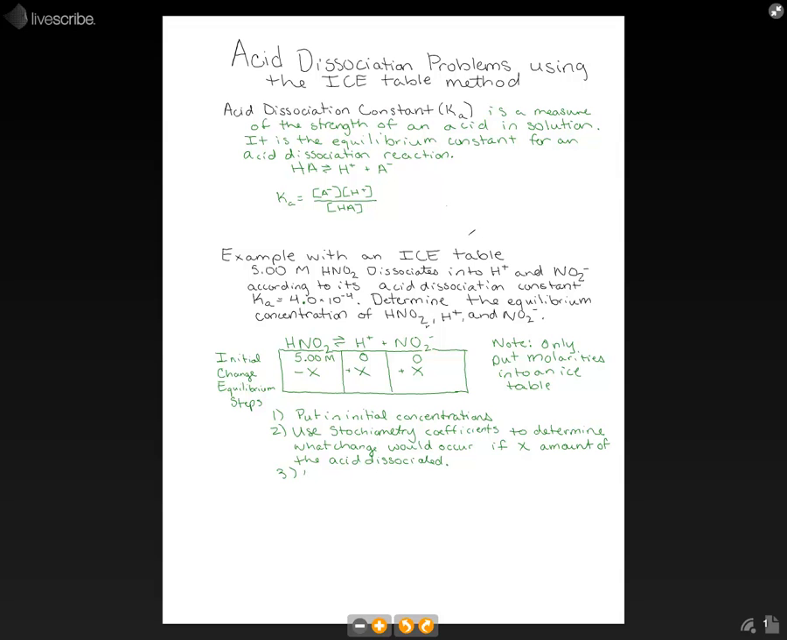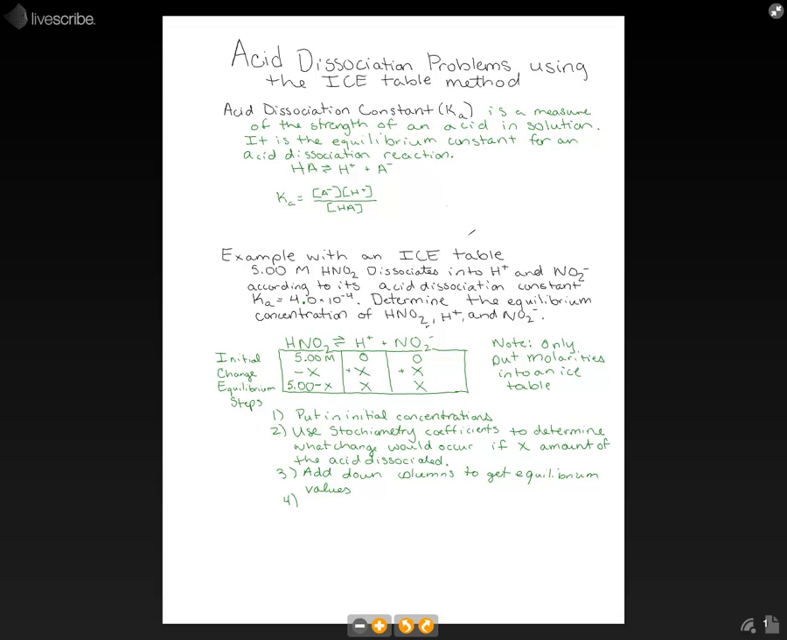Our third step is to add down the columns to get equilibrium values. So we have 5.00 molar minus X. I'm going to drop the molar because, like we said, only molarities go in here. And now we have 0 plus X, so we just have X, and 0 plus X, we just have X again. So now we know what our equilibrium concentrations should be in terms of this X value.